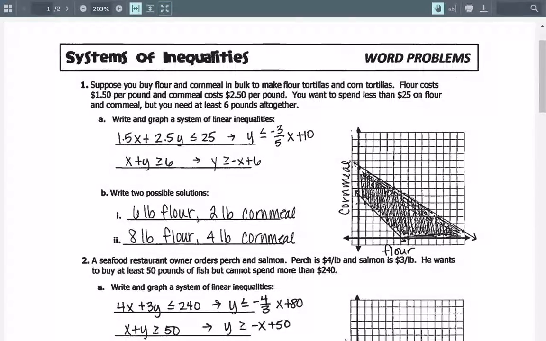The second possible solution, 8 pounds of flour and 4 pounds of cornmeal, is represented by the point 8, 4. So if I move over to an X value of 8 and up to a Y value of 4 from the previous point, I'm still in the shaded region. So again, that second possible solution works because it's in the shaded region. You could have selected many other possible solutions that would have satisfied this situation. Let's look at one more together.